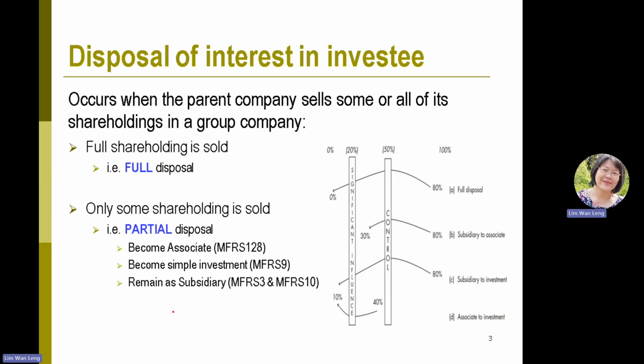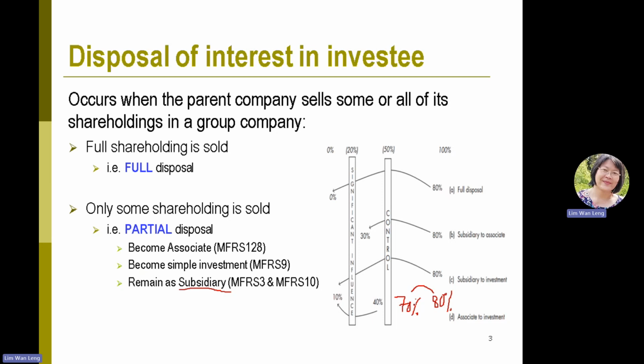And the last one over here, we are going to say that it remains as a subsidiary. Same as your step acquisition. When you remain as a subsidiary, let's say you are 80%, and after the disposal your interest becomes 70%. So a subsidiary after the disposal is still a subsidiary, which means you just do a transfer between the owners. All right, you adjust it through the equity. So we are going to look at all these scenarios.